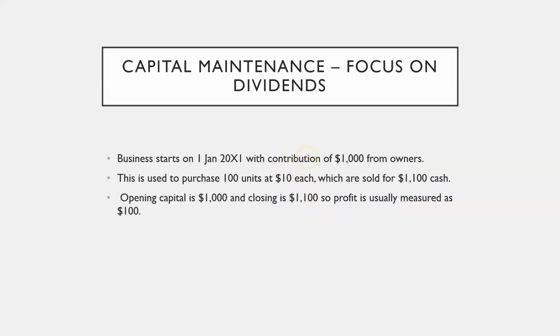Let's look at an example here. If a business starts on the 1st of January with a contribution of £1,000 from owners, whatever you have is equal to C, so 1,000 here and 1,000 here, and they use all this money to buy some goods. They buy 100 units at £10 each. So they buy goods, of course, for 1,000.